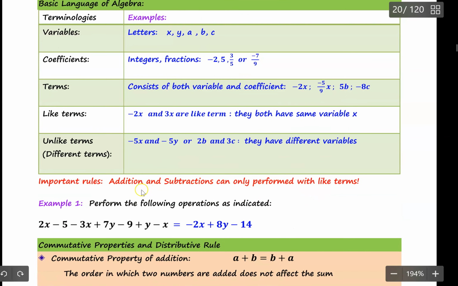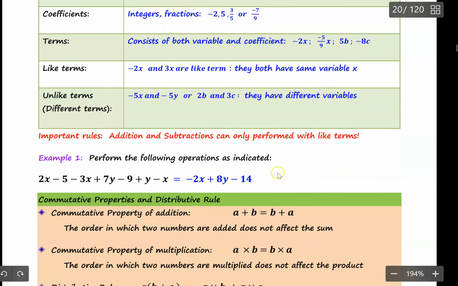So the important rule that we have to remember is that in addition and subtraction, we can only perform these two operations if we have like terms to work with. Okay, so for example, I would like everyone to perform the following operations as indicated. And as you see, you have 2x minus 5 minus 3x plus 7y minus 9 plus y minus x. So what we have is addition and subtractions, right? So we have addition and subtractions of all of these terms. They are terms because they have coefficient attached to a variable.